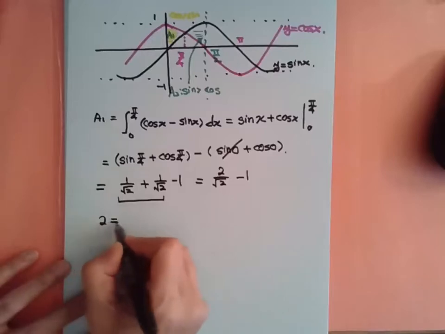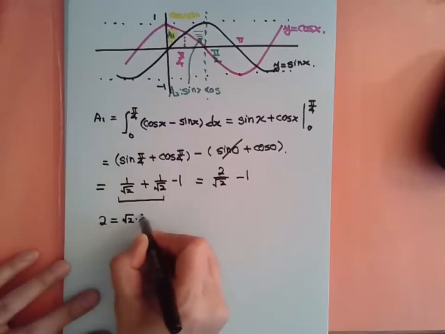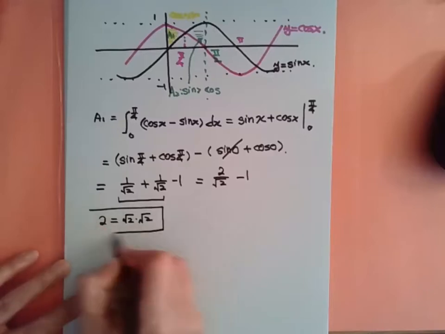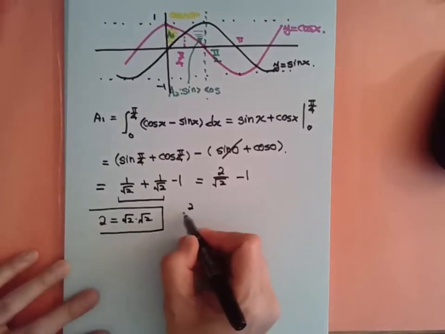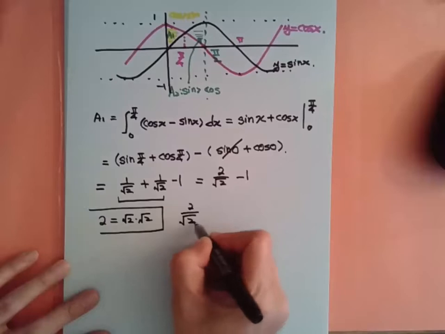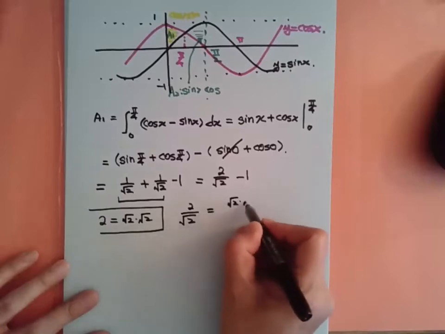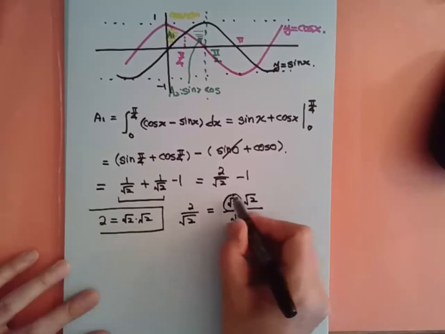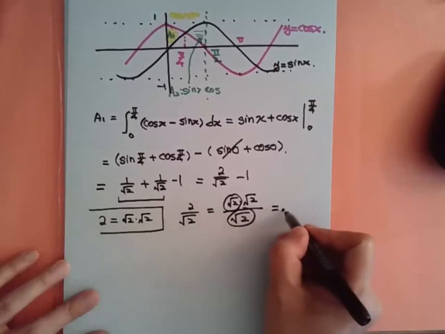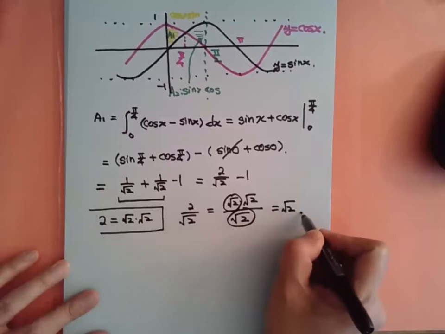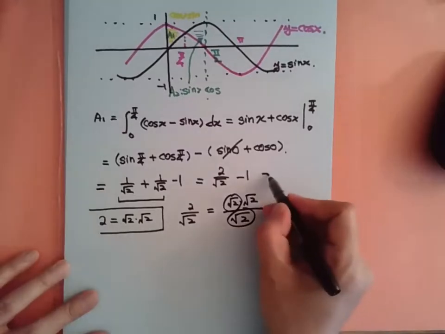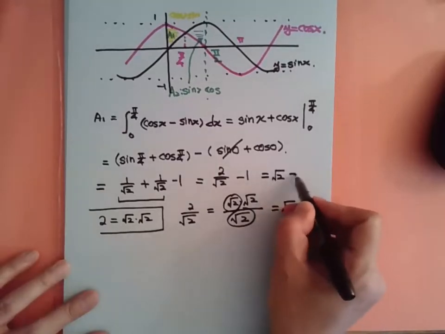2 can be obtained by multiplying square root of 2 twice. So we can rewrite 2 over square root of 2 as square root of 2 times square root of 2 over square root of 2. Then those 2 will cancel each other, so we get square root of 2. So the final answer is square root of 2 minus 1.